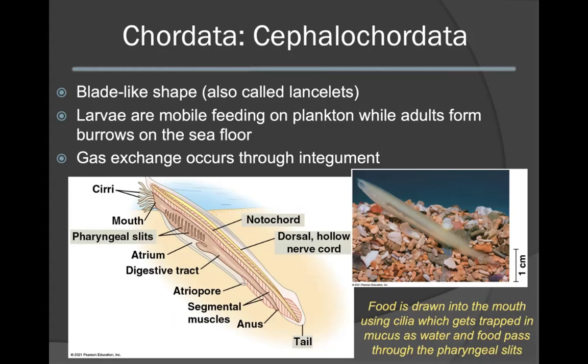Once food enters with a large volume of water, this will then pass through the pharyngeal gill slits, which act as a filtering mechanism. This will then allow the food to pass through the digestive tract before being eliminated out through the anus. Also note the presence of a notochord as well as a dorsal hollow nerve cord.